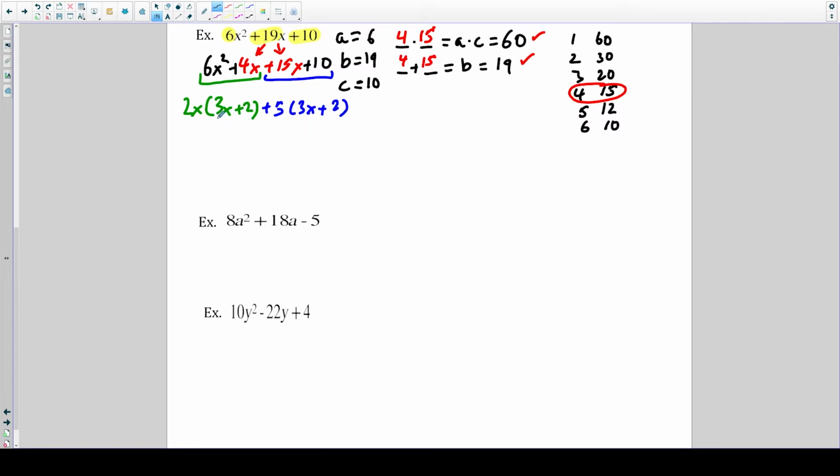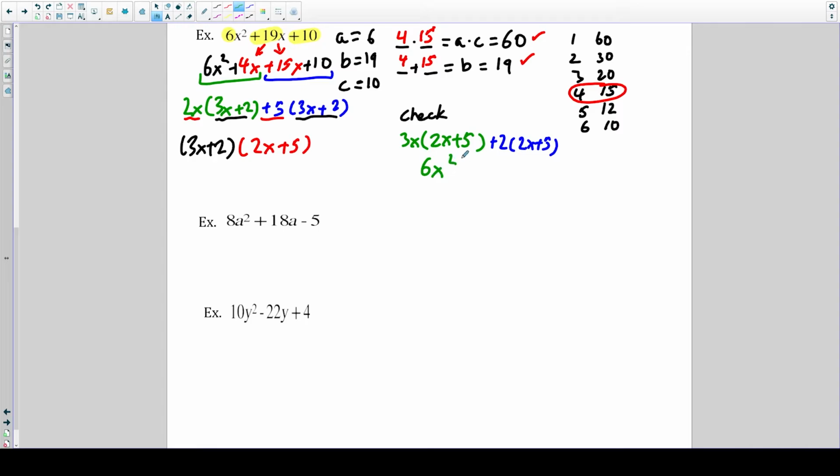Once again, we have the same terms inside of each bracket, so we can factor out that 3x plus 2 to the front. And then we are left with 2x plus 5. Once again, we're going to check our work by using the distributive property. We're going to multiply that first term, the 3x, with our second factor. And then we're going to take that positive 2 and multiply that with our second factor.